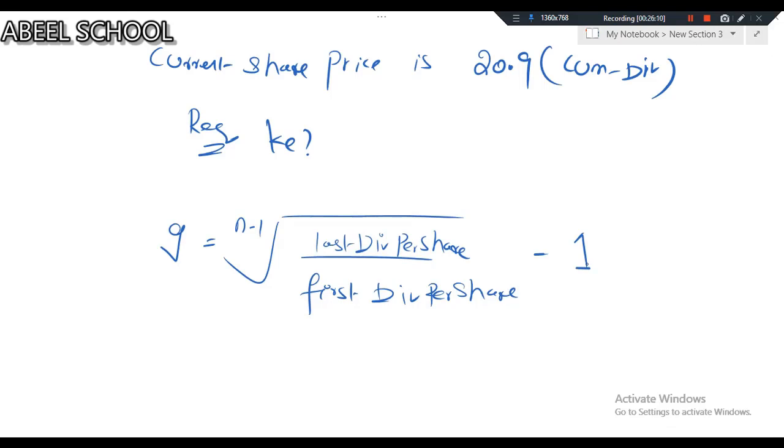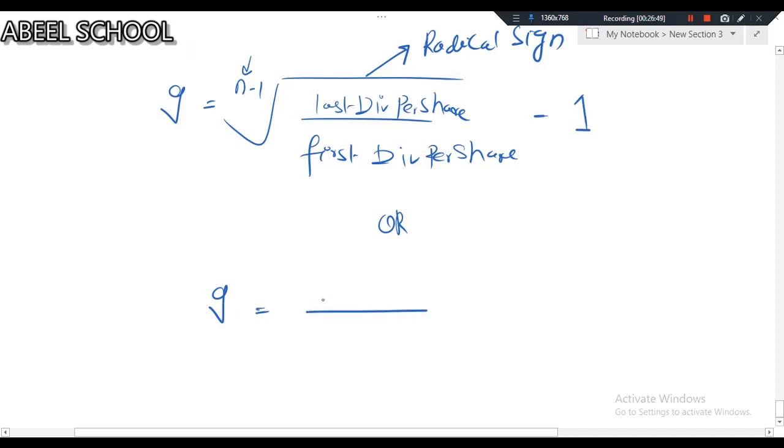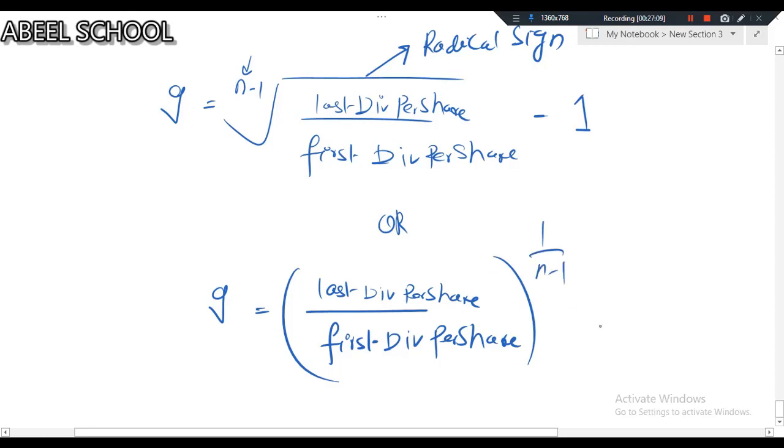This minus 1 is outside this square root sign, or you can say radical sign. In maths, this sign is called the radical sign. Otherwise, we call it the square root. G is equal to n minus 1, then within that radical sign, last dividend per share divided by first dividend per share, then outside this radical sign is minus 1. N is of course number of years. The same formula can also be written like this: last dividend per share divided by first dividend, to the power of 1 upon n minus 1, minus 1.